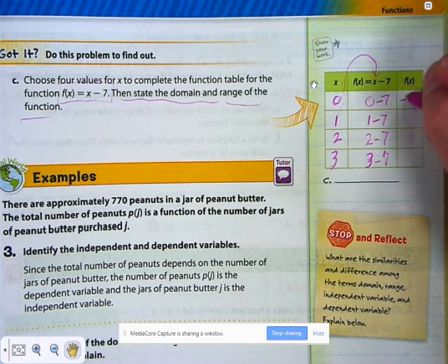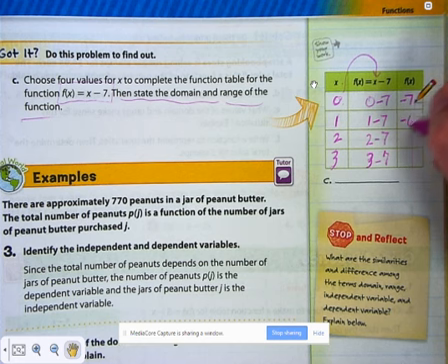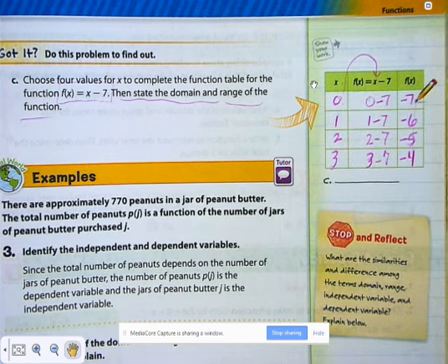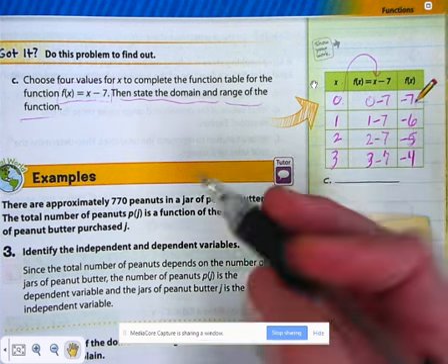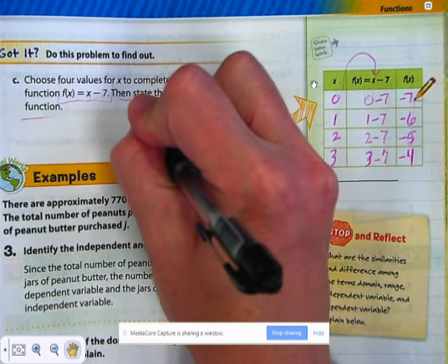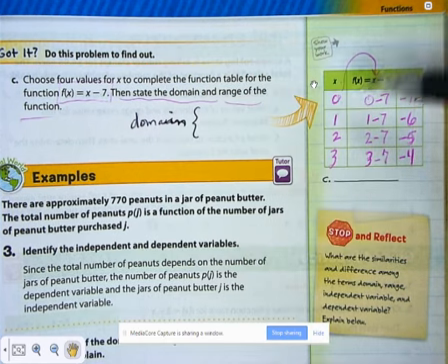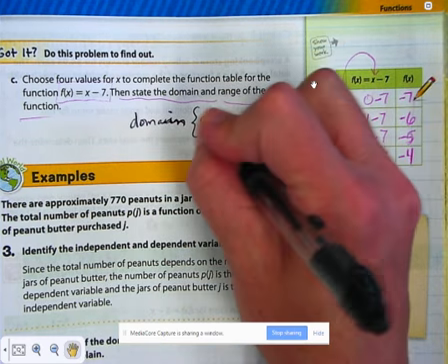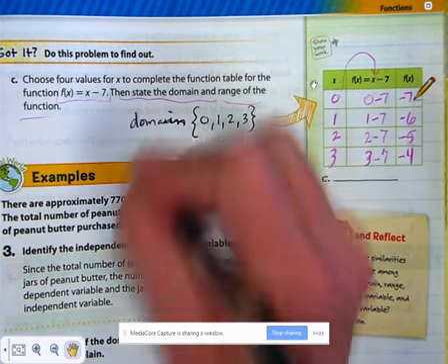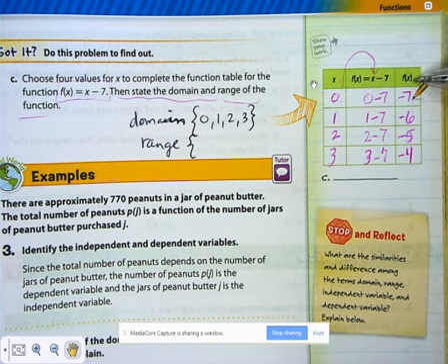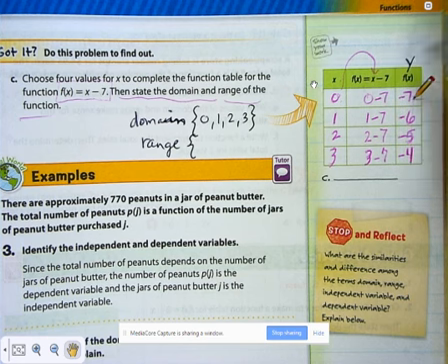So 0 take away 7 is negative 7. 1 take away 7 is negative 6. 2 take away 7 is negative 5. And 3 take away 7 is negative 4. Okay, now I'm going to state the domain and the range. So the domain are your x values, so 0, 1, 2, and 3. Your range are your y values, which is the same as your output. These are your x values, these are your y values. So negative 7, negative 6, negative 5, and negative 4.